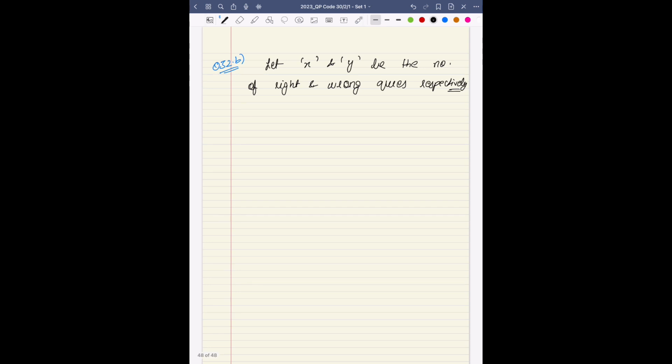So what happens if you are answering x number of questions, you get 3 marks for each. So if you get 2 answers right, you get 3 into 2. If you get 5 questions right, you get 3 into 5. So 3x. Then negative mark 1 into y, which is the wrong questions, is equal to what? 40. Because Tara has got 40 marks, getting 3 marks for each right answer and losing 1 mark for each wrong answer. Simplified, 3x minus y is equal to 40. Equation 1. Looks like we'll get simultaneous linear equations.